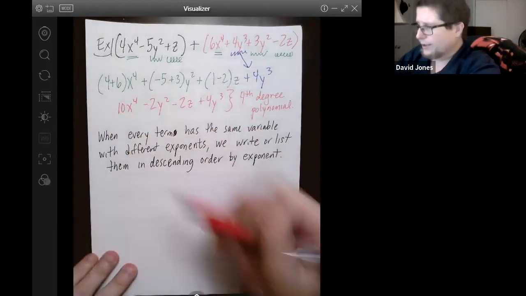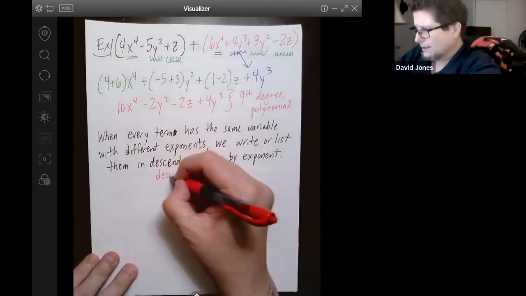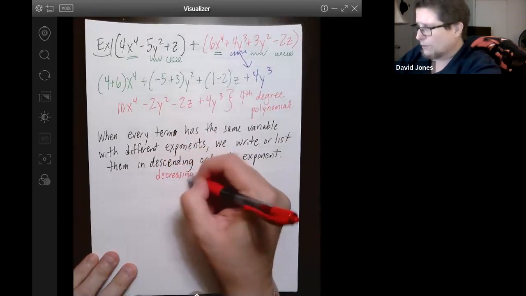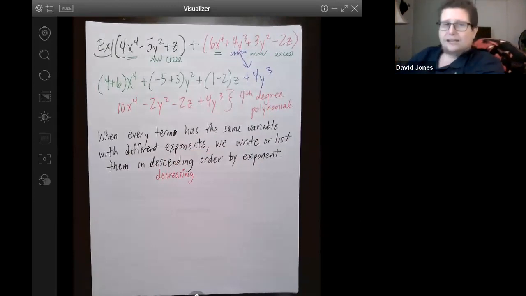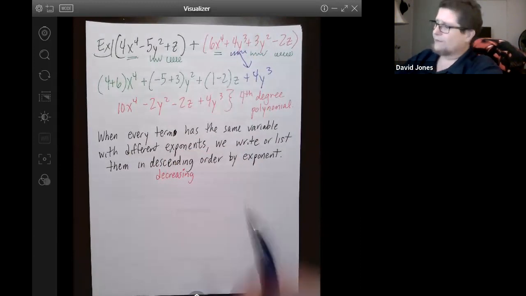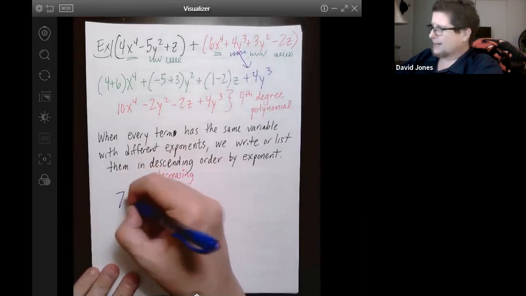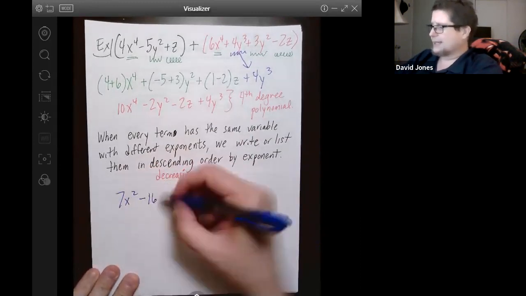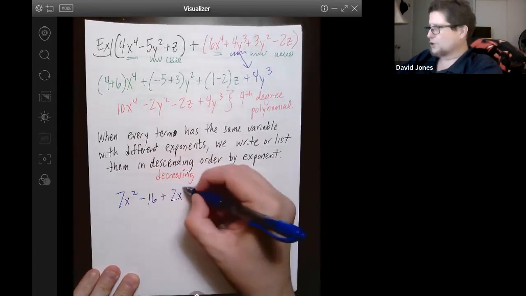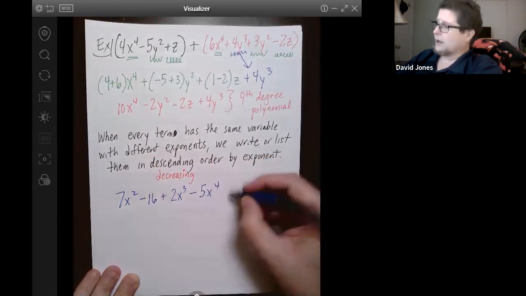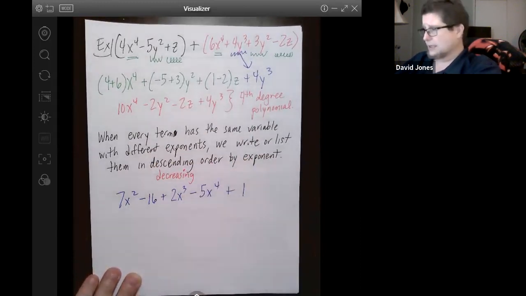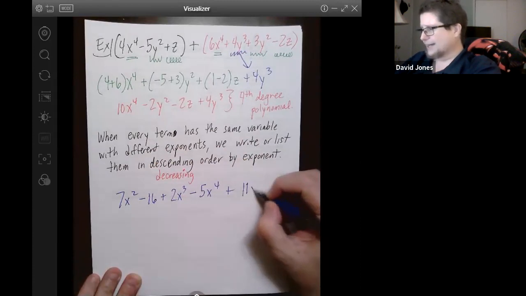Decreasing might be a better word. Descending is going downward, but it's more like something dropping in elevation. Decreasing means numbers going down. So whichever one you like. But to give an example, let's say we've got 7x squared minus 16 plus 2x cubed minus 5x to the fourth plus 1x plus 11x. Let's make it plus 11x.